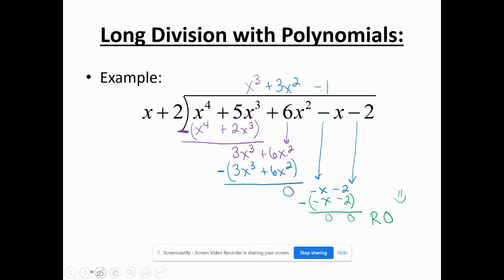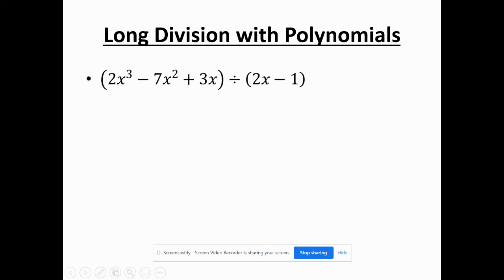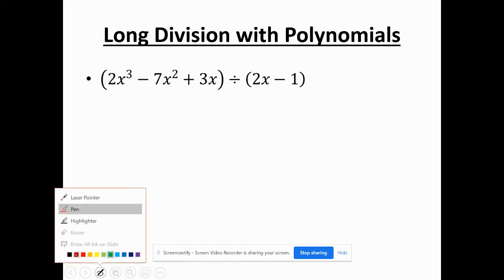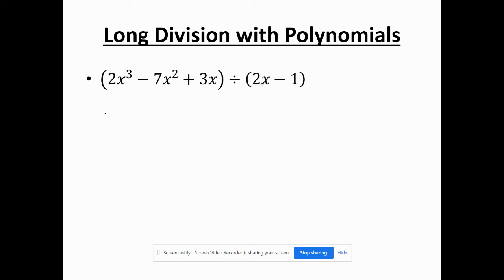Okay, so let's try another example. And it, of course, has something just a little bit funny and off, but we'll deal with that together. Okay, so the 2x minus 1 is on the outside, because that's what I'm dividing by. And then underneath, I'm going to put the 2x to the third minus 7x squared plus 3x. And then I'm missing the constant term. So I'm just going to put a plus 0 as a placeholder. So I have a 3, a 2, a 1 exponent, and then the constant term.